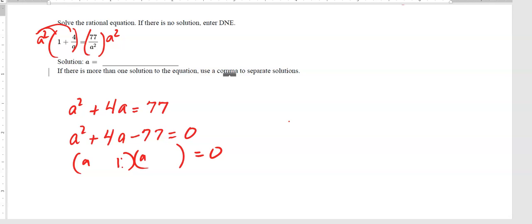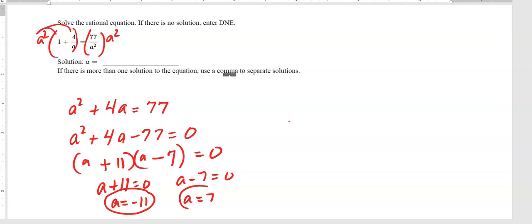So I'm going to say 11 and 7 because I think I see it. And that has to be a plus 11 and a minus 7. So it does factor. So I set each factor equal to 0, and I'll get a is equal to negative 11 and a is equal to 7. Now, you must check your answers. The reason is sometimes you create extraneous solutions, division by 0, and you have to cross them out.